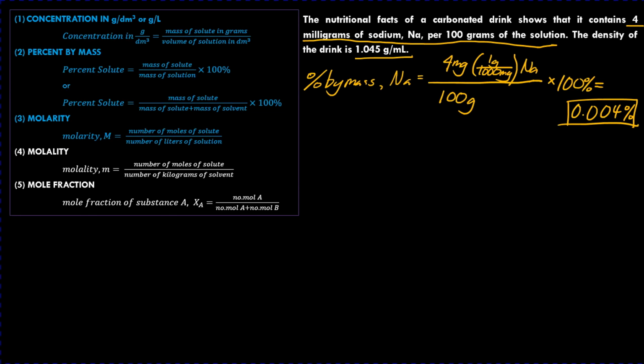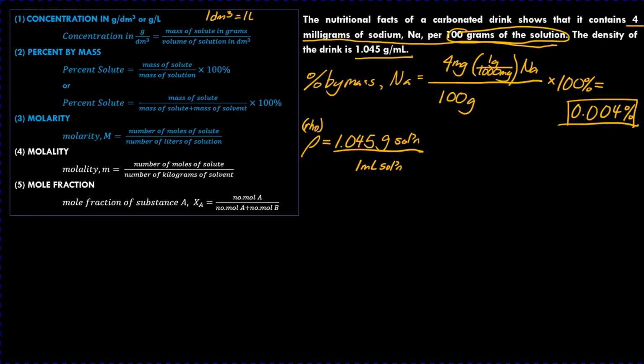Now, to obtain the concentration in grams per liters, or grams per cubic decimeter, by the way, 1 cubic decimeter is equal to 1 liter. And then also to express the concentration in molarity, we need the volume of the solution. So here we're given the density. Alright, so the density of the drink, we will use this symbol to express the density. This is rho. So the density is 1.045 grams of the solution per 1 ml solution. So that means 1 ml of that solution has a mass of 1.045 grams. Right, so given 100 grams of the solution, we will use this as our basis.